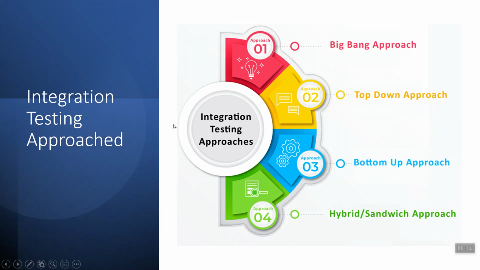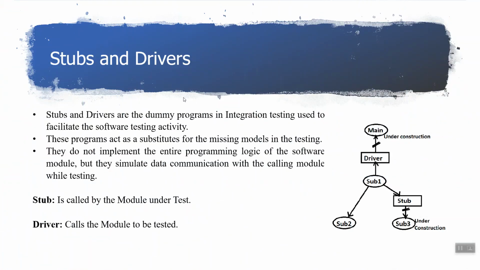There are different integration testing approaches. I have mentioned here four different integration testing approaches. First is the Big Bang approach, then top-down approach, bottom-up approach, and hybrid, which we also call the sandwich approach. We will see one by one what these different types of approaches are.